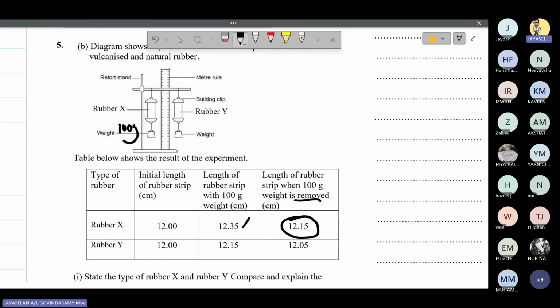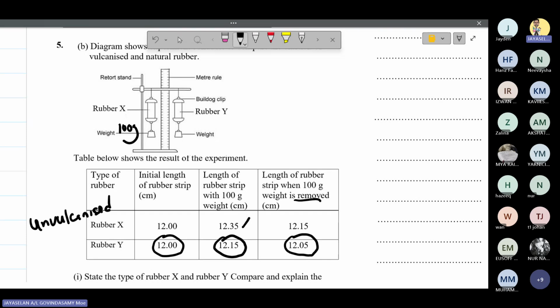This rubber unable to return to its original length. Patut dia kembali ke 12.00. Dia kembali ke keadaan panjang asal, tapi dia tak dapat pergi. So this is what rubber, unvulcanized rubber. And we check this one, pemanjangan dia sikit je, that means this is more elastic, and after the weight remove, almost dia sudah sampai ke original length.